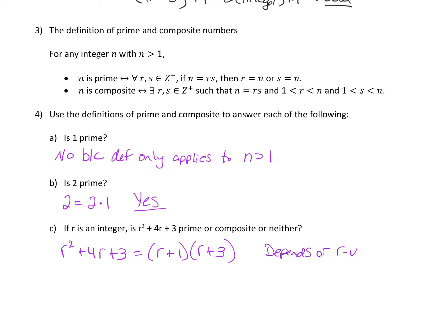on the r value. If r equals 0 or r equals -2, right? When r equals 0, this factor would be 1. And when r equals -2, this factor would be 1. So there are two r values that would make this prime. Otherwise, it's composite.